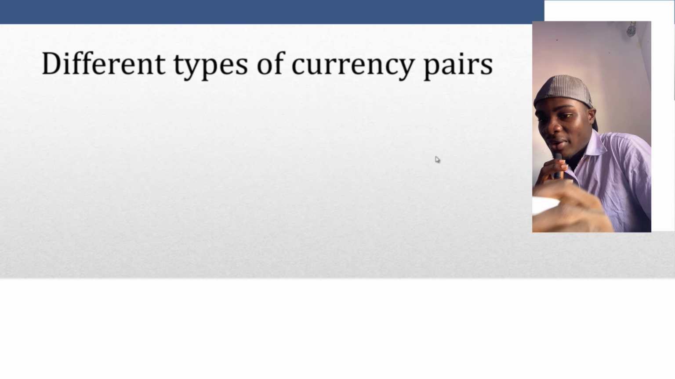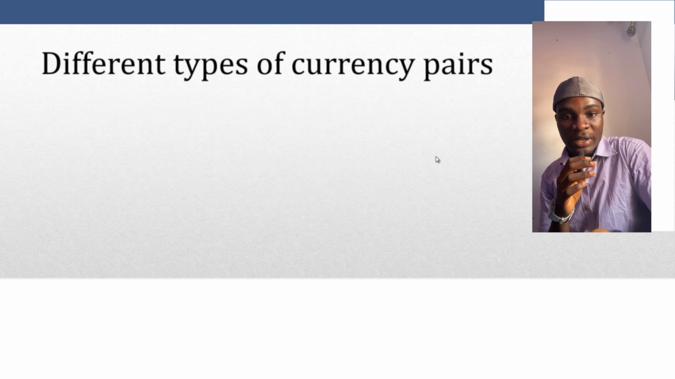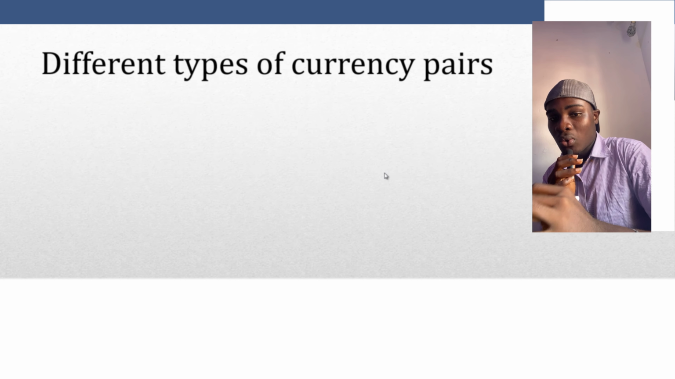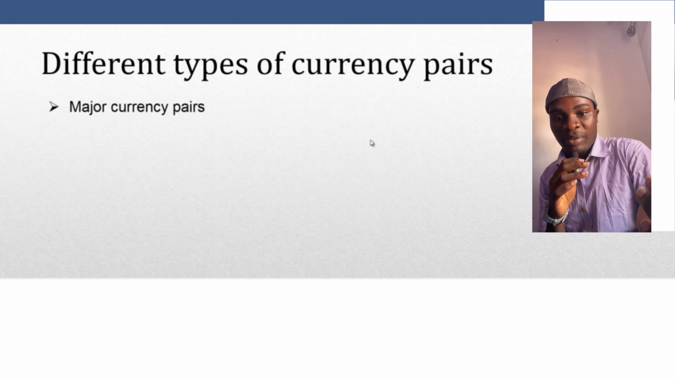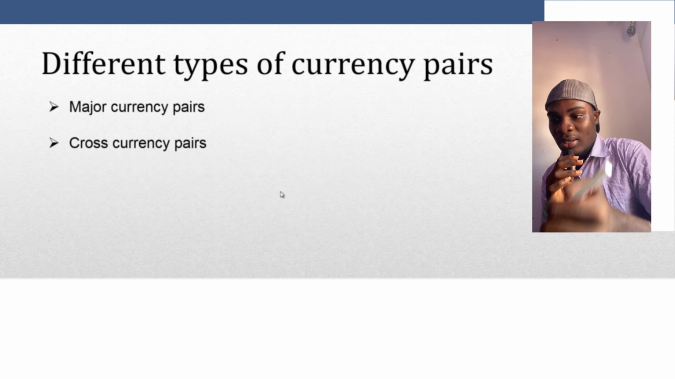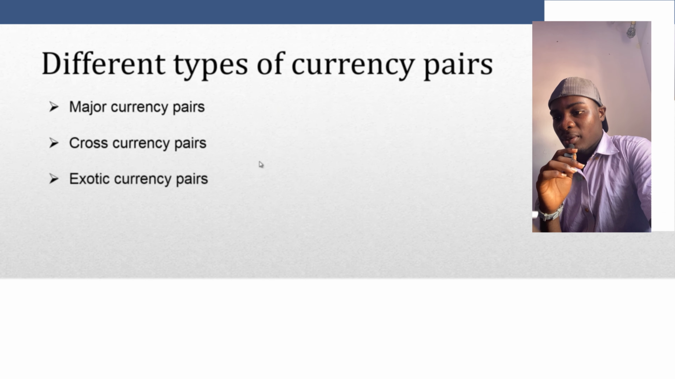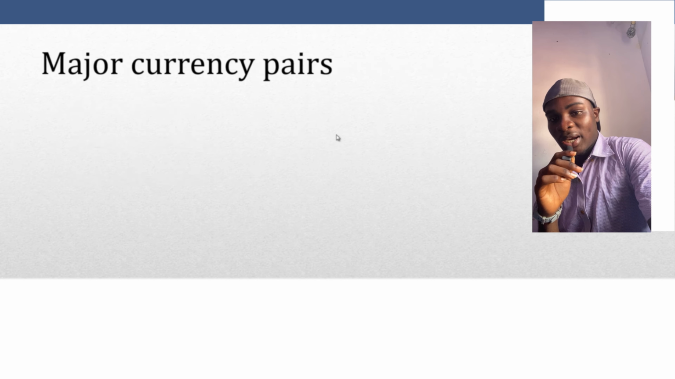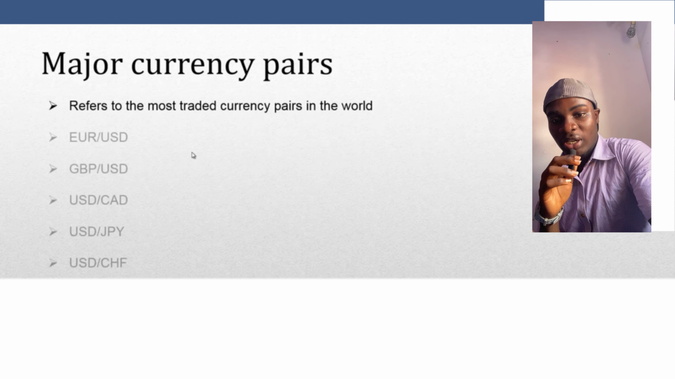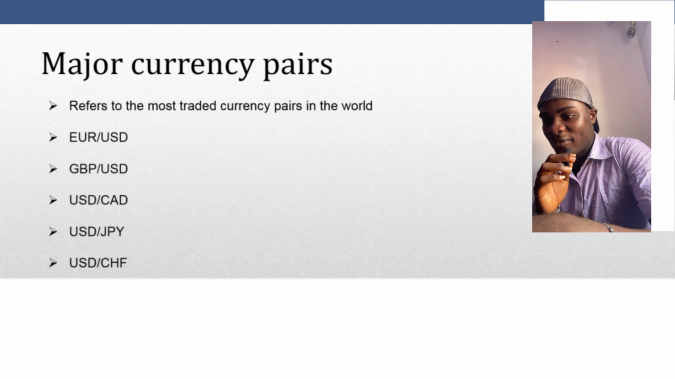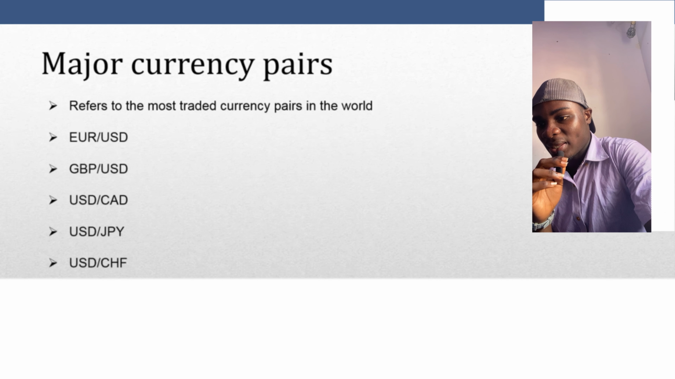So when we are trading currencies, we have different types of currency pairs. I will show you the three main. We have the major currency pairs, we have the cross currency pairs, and number three, we have the exotic currency pairs. Let me explain. Major currency pairs. The major currency pairs are recognized as the most traded currency pairs. We have seven here that we say are the most traded.